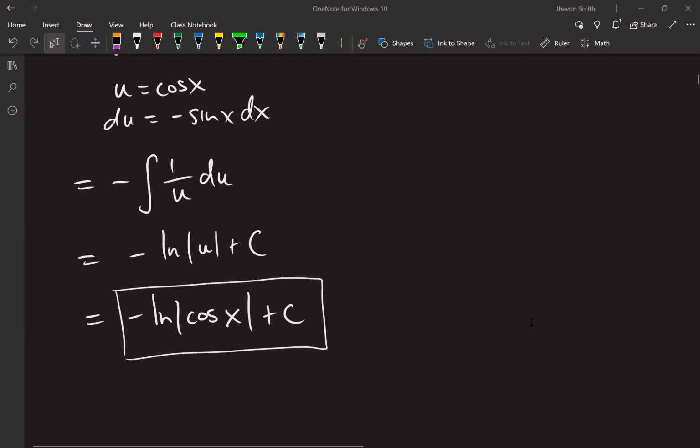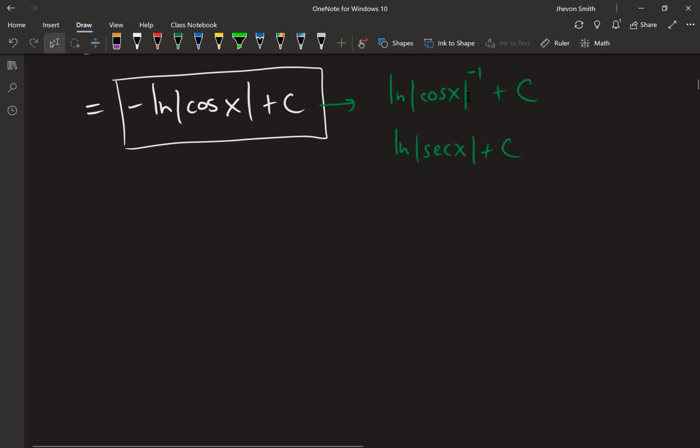You can add it as an exponent to cosine of x. Right, so there's a log rule that says if something is multiplying a logarithm, I can move it up as an exponent of the thing being logged. And of course, that is cosine to the minus 1 power, that is secant. So it is exactly equal to that. So these are both correct answers.